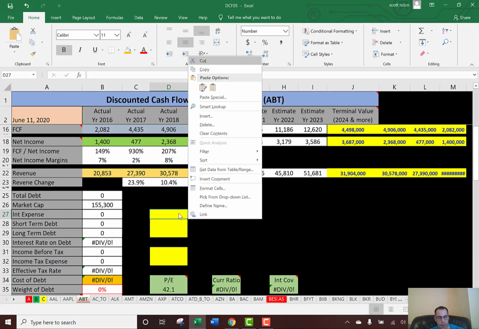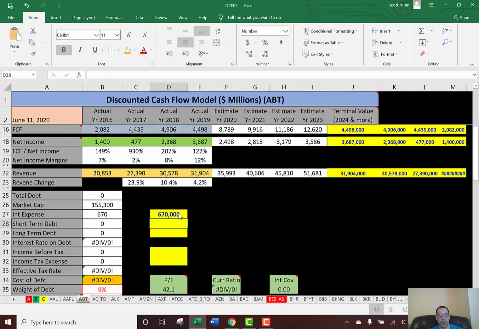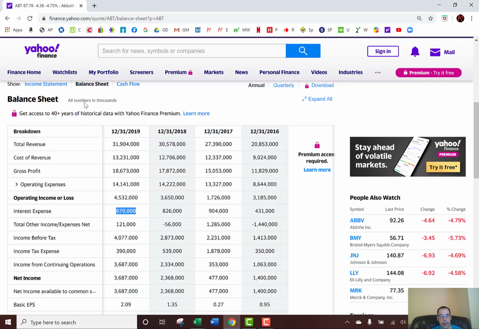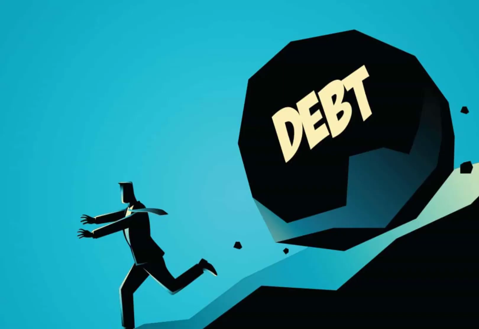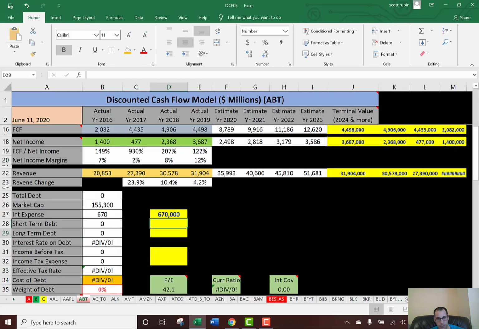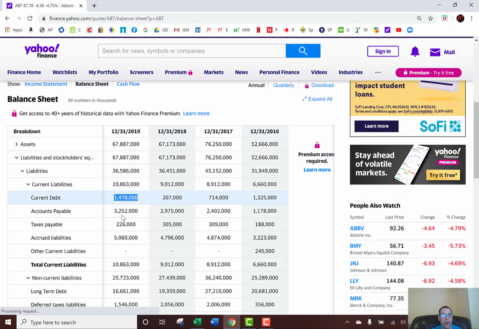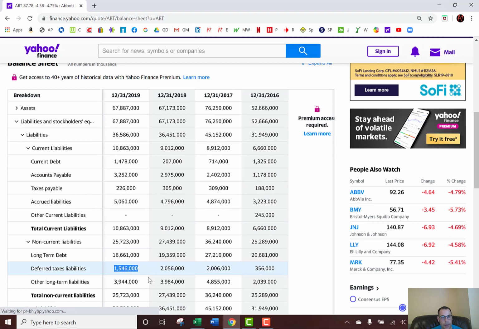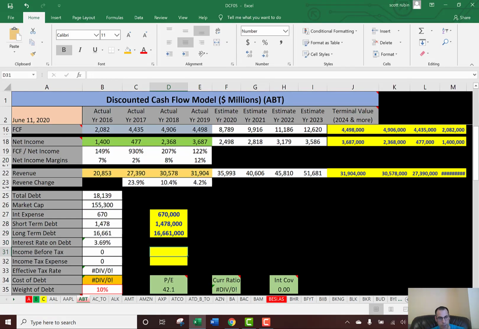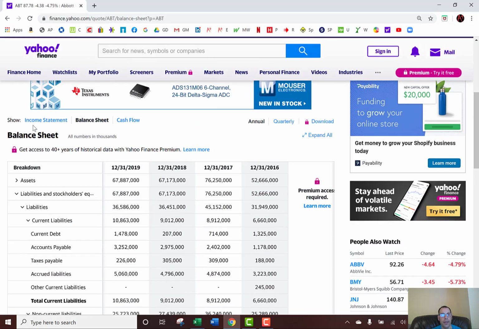Next, we're going to figure out the capital structure of the company. So we enter their interest expense, which is $670 million. That's how much they paid last year on their debt. And let's see how much debt they have. We'll go to the liabilities section. And the current debt is $1.5 billion. And the long-term debt is $16.5 billion. So they pay 3.7% on their debt.